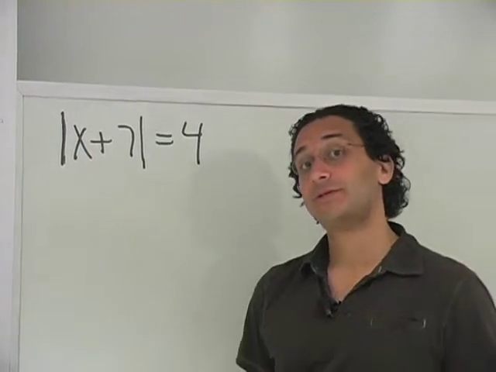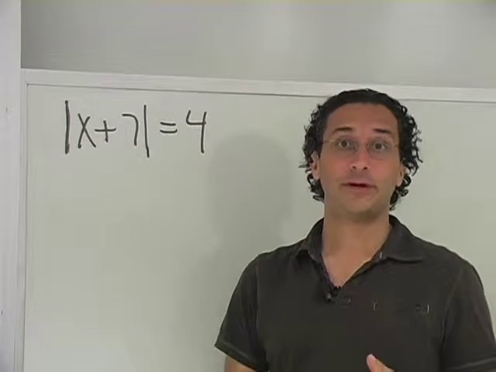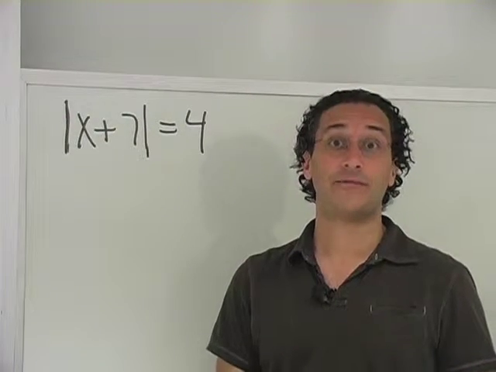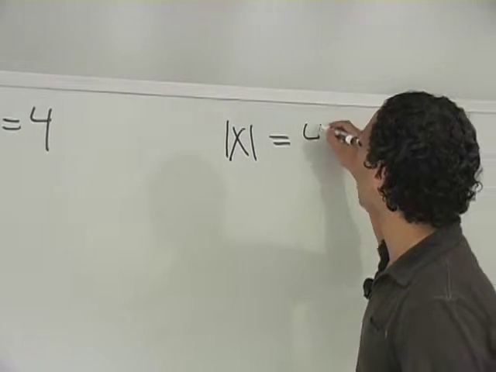We'd like to solve this absolute value problem, but before we dig into it, let's look at something a little bit simpler to give us an idea as to how we can solve it. Simpler, what I had in mind was the absolute value of x equals 4.